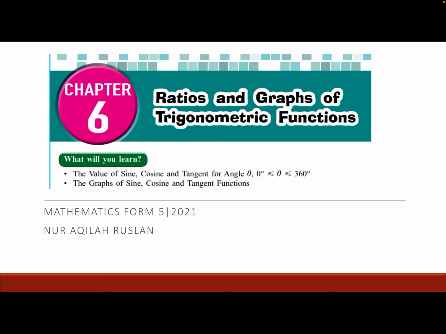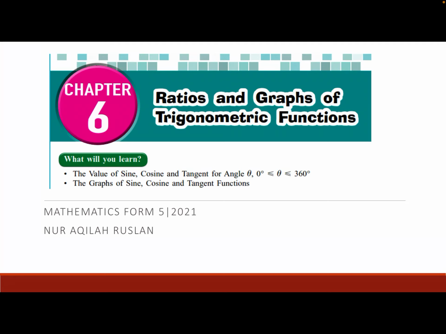So today we are going to learn about ratios and graph of trigonometric functions. Okay, so what are you going to learn in this chapter? First is the value of sine, cosine and tangent for angle theta between 0 degree until 360 degree. Next, which is next week, you're going to learn about the graph of sine, cosine and tangent function.